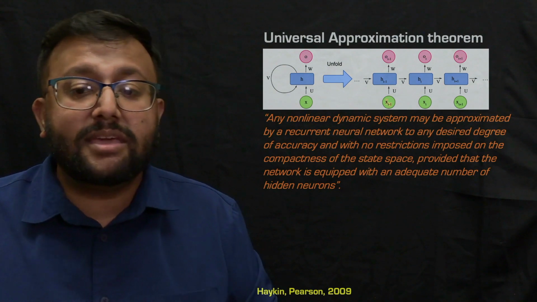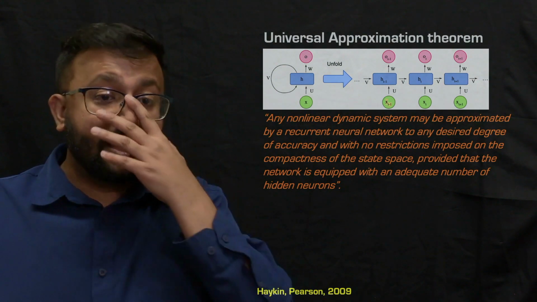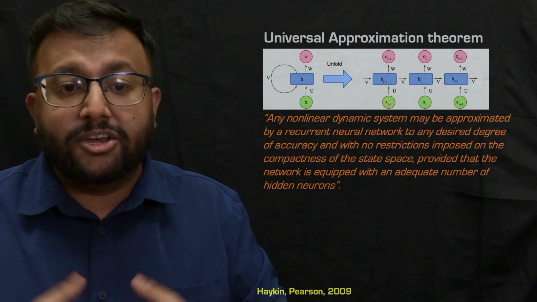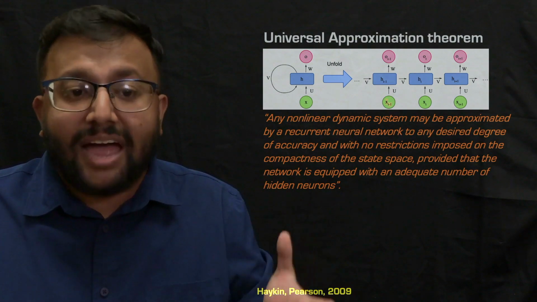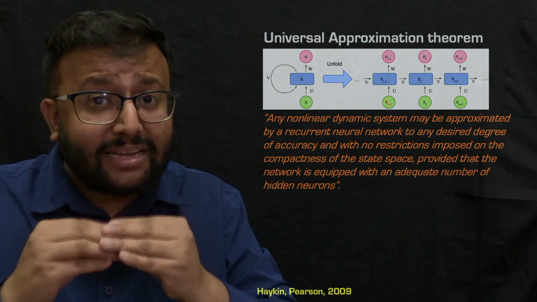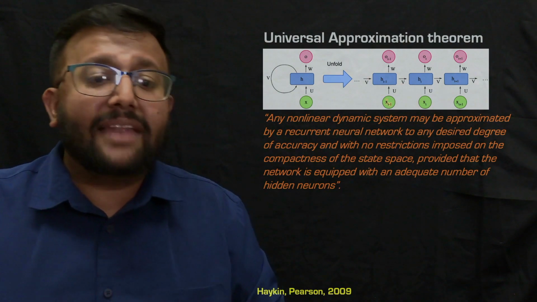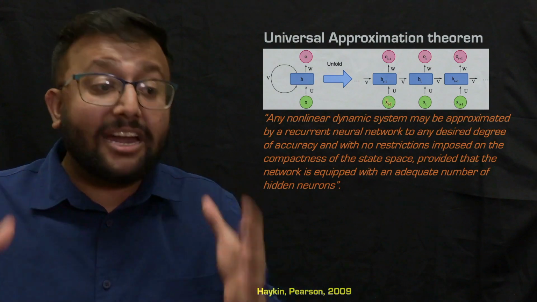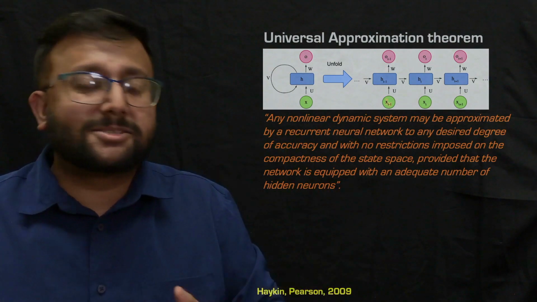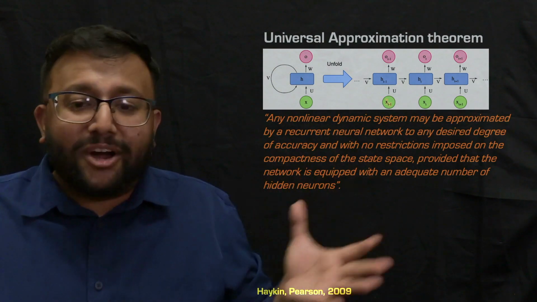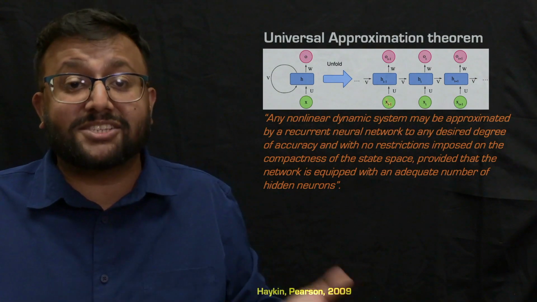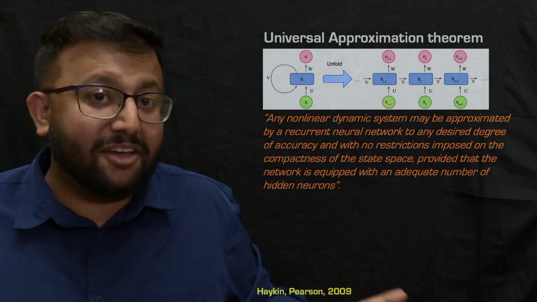So this leads us to the universal approximation theorem, right? Which says that any nonlinear dynamical system may be approximated by a neural network to any desired degree of accuracy with no restrictions imposed on the compactness of the state space, provided that the network is equipped with an adequate number of hidden neurons, right? So that's a lot to unpack, but essentially what it says is, hey, you can approximate any nonlinear dynamical system just by using a recurrent neural network.